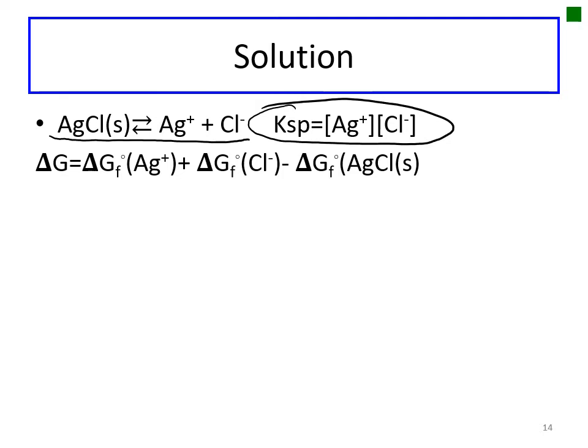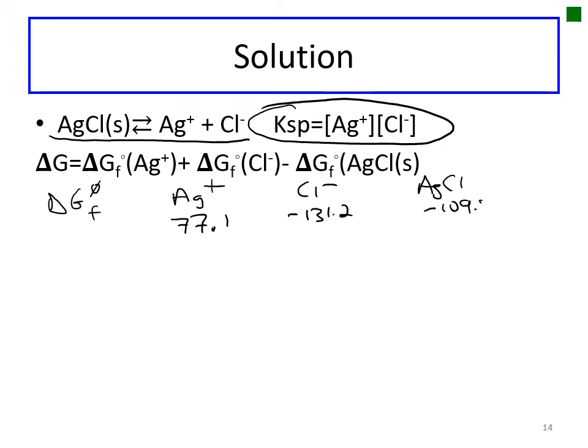If we're looking at this reaction, we need the delta G naughts of formation. If we look these up, delta G naught of formation of silver plus is 77.1. Delta G naught of formation of chloride is equal to minus 131.2. And delta G naught of formation of silver chloride is equal to minus 109.8. We're going to do products minus reactants.